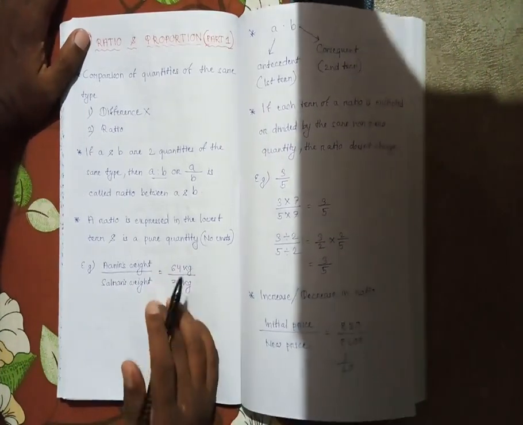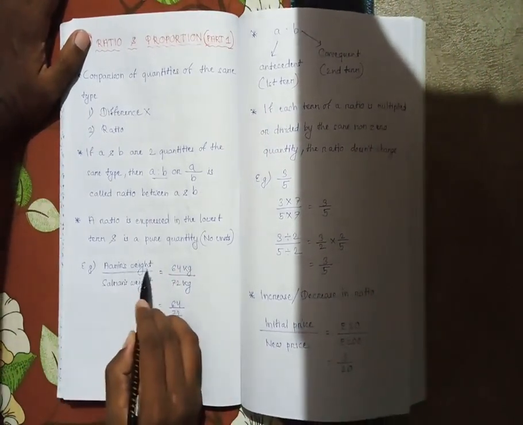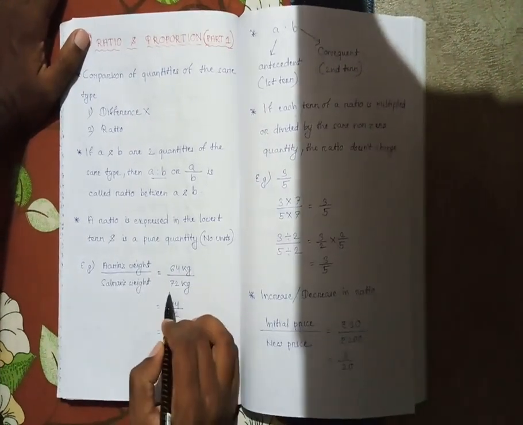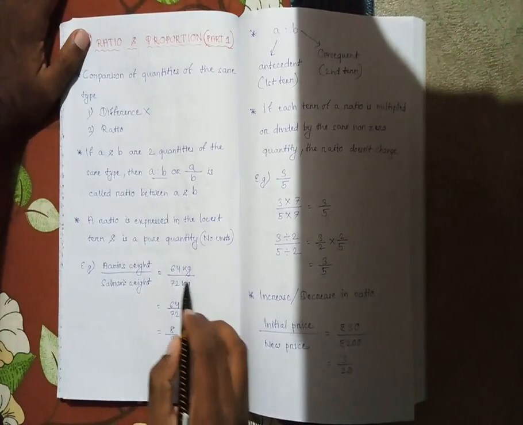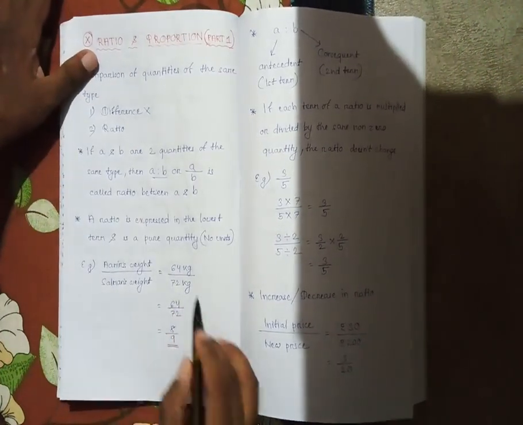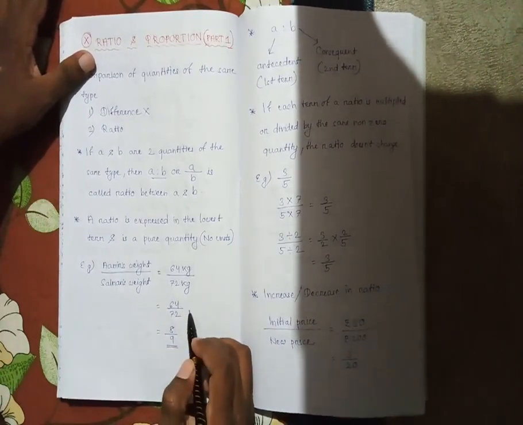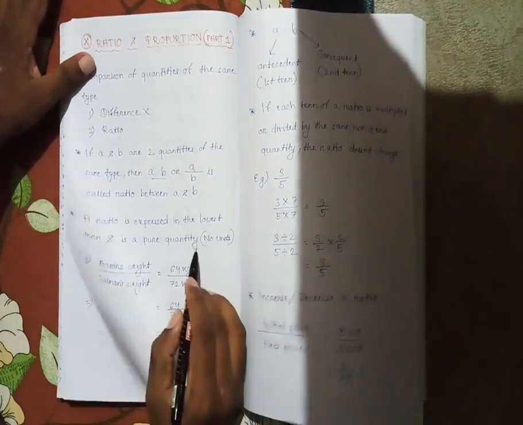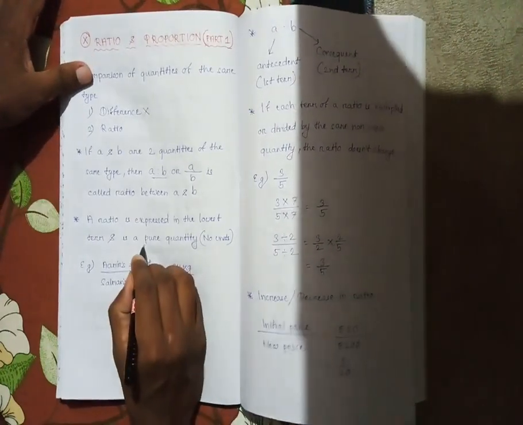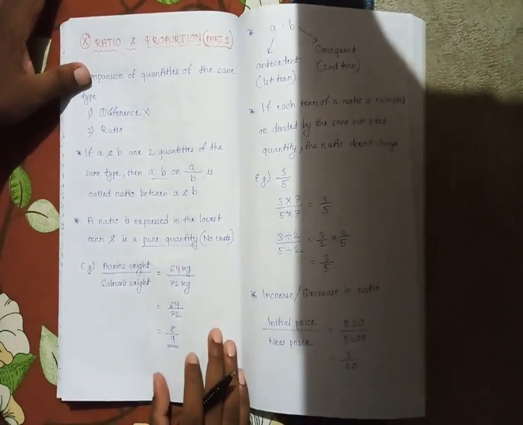Let us take an example. Suppose Amir's weight by Salman's weight is equal to 64 kg by 72 kg. Amir's weight is 64 kg and Salman's weight is 72 kg. First kg will cancel, means unit got cancelled, so it doesn't have any unit, so it is called a pure quantity. Every ratio is a pure quantity.